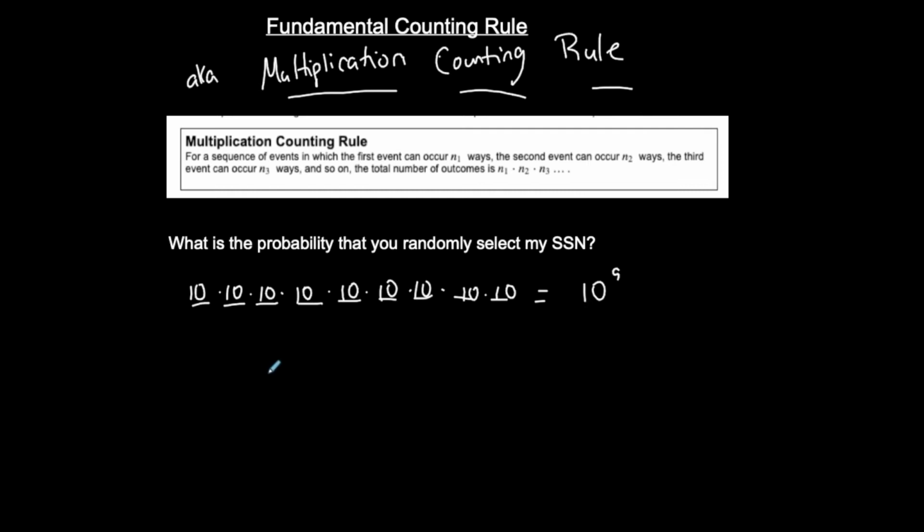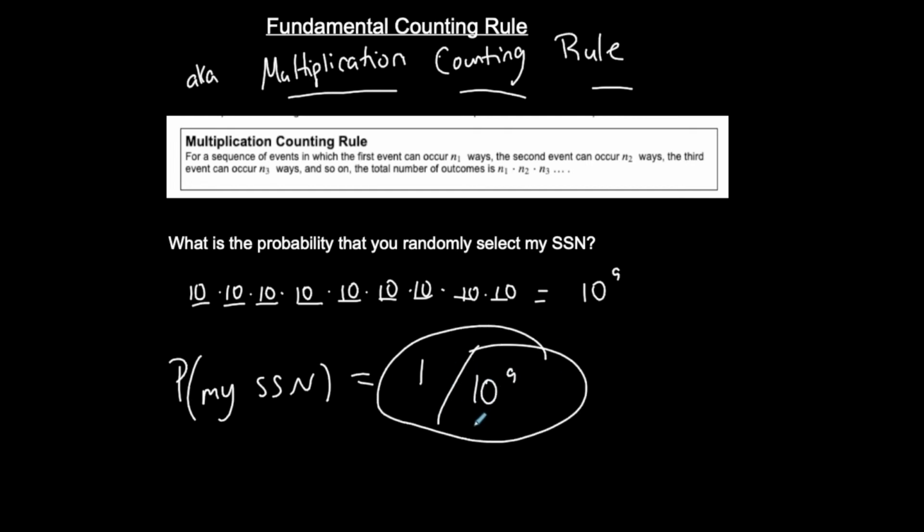Now you're randomly selecting one of them. What is the probability that you get my social security number? Well, there's only one that is mine out of a total of 10 to the 9th. This is the probability. I'm not going to put it in decimal form because it's going to be really small.